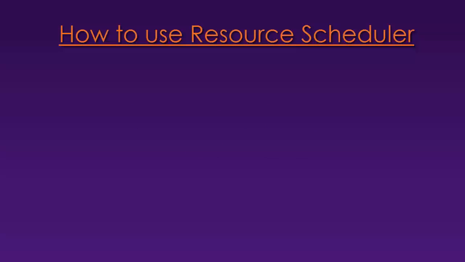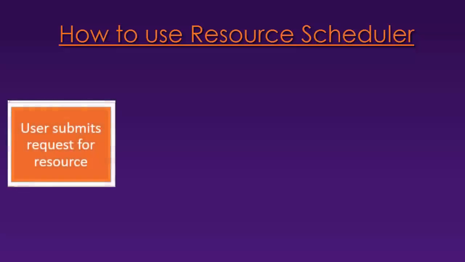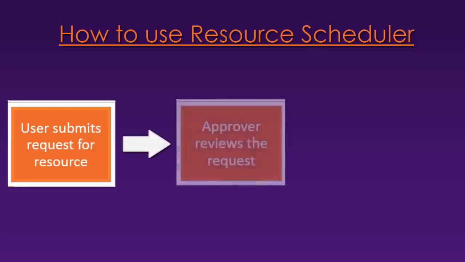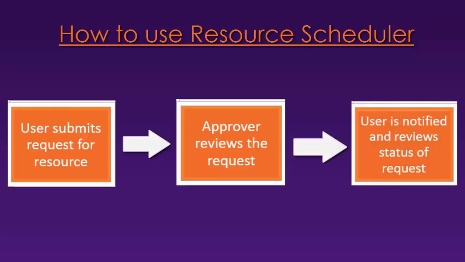Using Resource Scheduler, users can submit requests for resources around campus by specifying a set of parameters such as the date, the time, and the resource type. The request will then be sent to an approver, where it will then be reviewed. Once the request has been reviewed, the user will receive a notification email which will contain additional details about the request. The user can also log into Resource Scheduler to view and manage all of their requests.